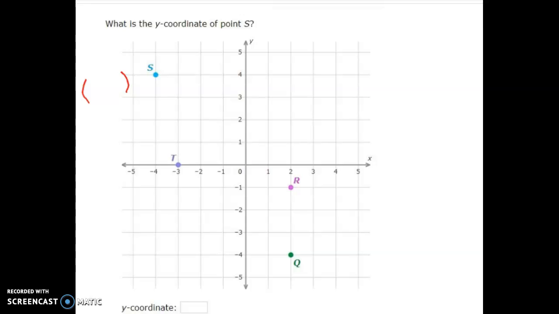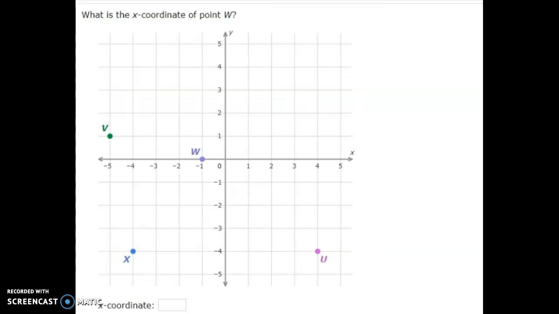And I notice to get to point S, I need to go 4 to the left. That means the x value is negative 4. And then I go up 4 as well. So the y coordinate is 4. This just asks for the y coordinate, so the answer would be 4. This one just asks for the x coordinate. So I'm going to go ahead and find both, but we'll just answer with the x.